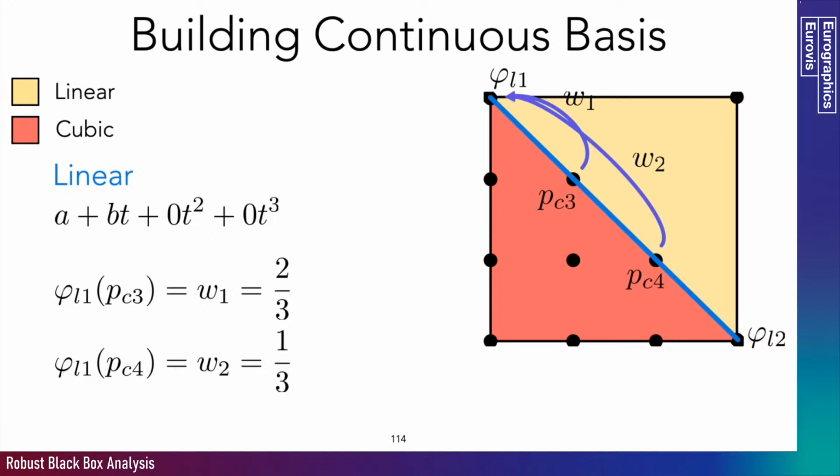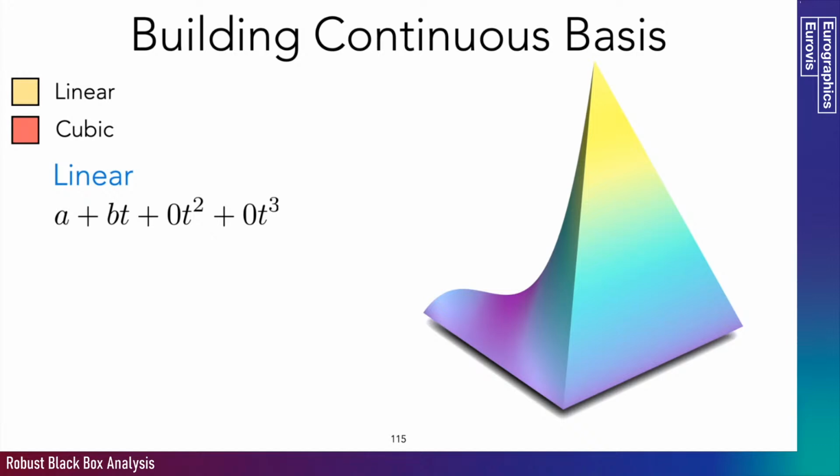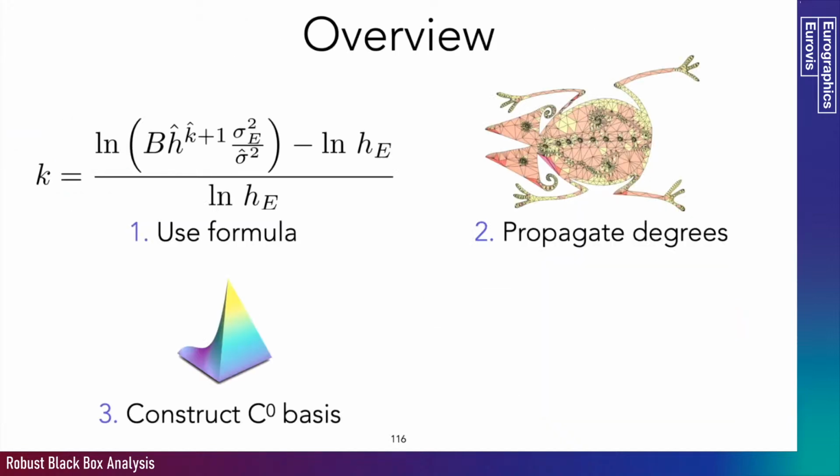And there is a really simple way. For example, if we just change this weight to 2/3 and 1/3 and add them as a contribution to the linear basis on the corner. And in fact, if we do that, we just obtain this nice basis, which is cubic on one side, as you see, and then it's nicely meeting the linear basis on the other side and being linear in the middle. So this is how you construct the C0 basis.